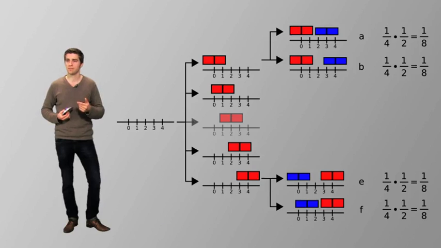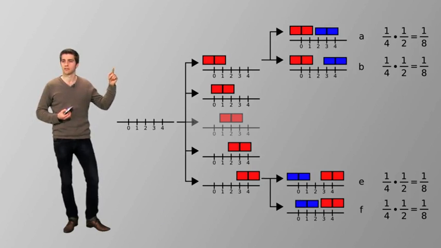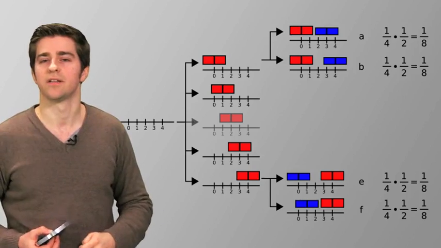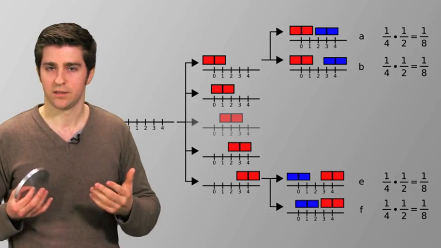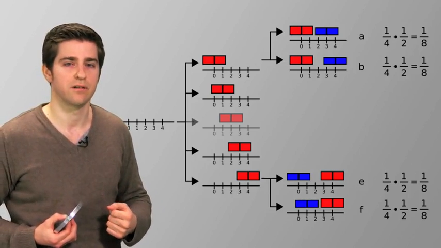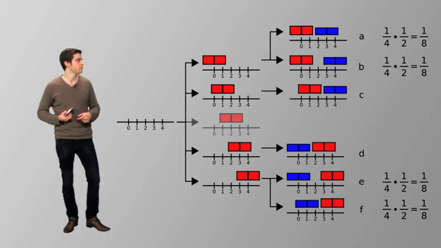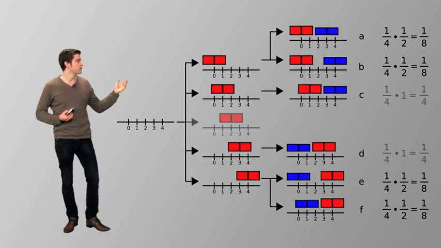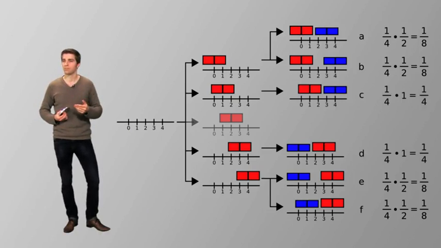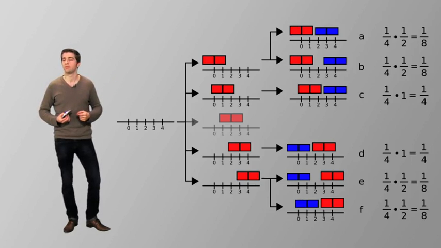In contrast, if the red rod is placed either on site 1 or site 3, there's only one site left for the blue rod to go. This leads to the configurations C and D, which have the probabilities 1/4 times 1 equals 1/4. Clearly, we have violated the equiprobability principle.